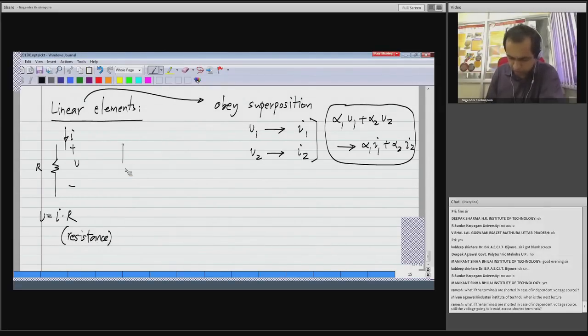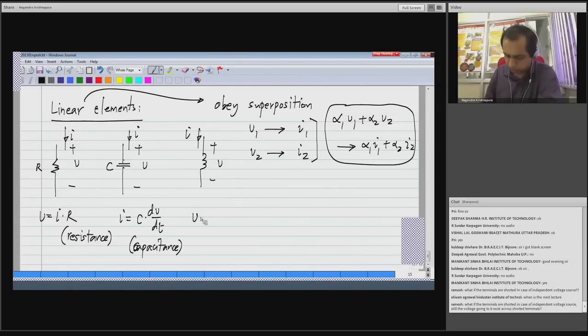And a capacitor C, whose voltage and current are related by the time derivative, and C is the capacitance. And finally, the inductor, whose voltage and current are related by a time derivative but in the opposite direction, and this L is the inductance.